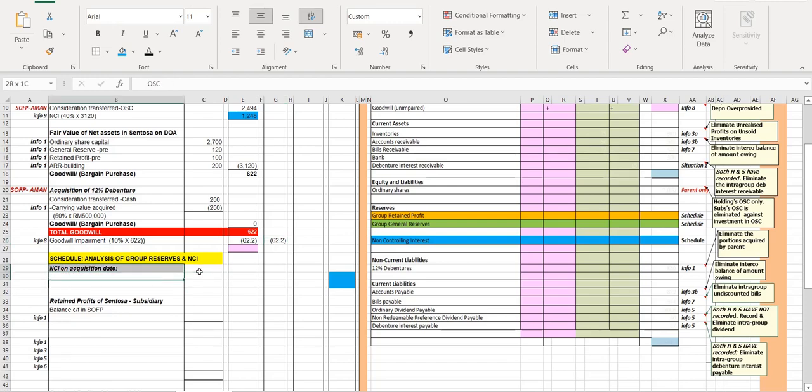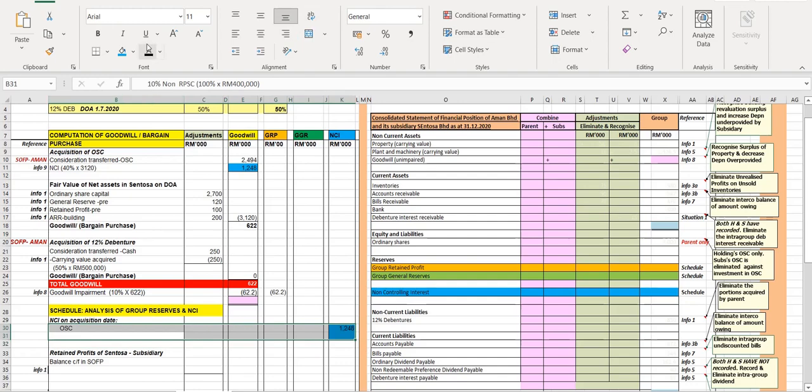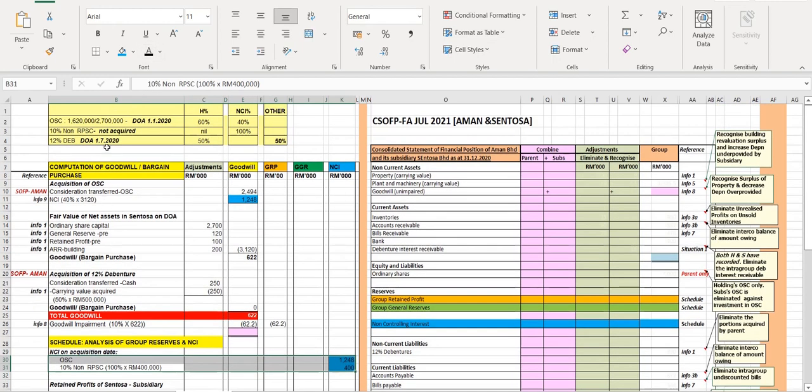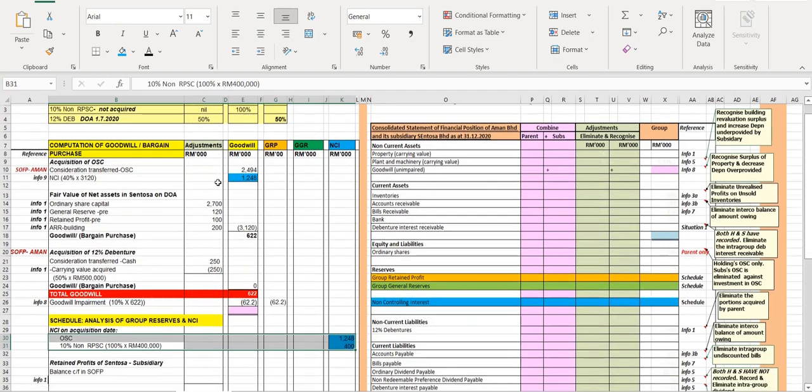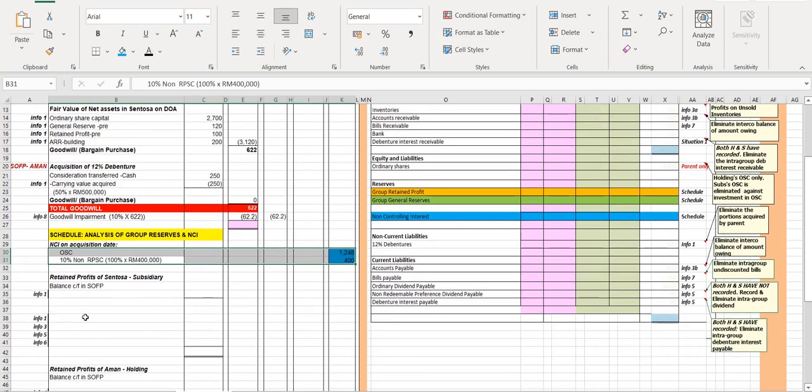This one is for the non-controlling interest on the date of acquisition. So the non-controlling interest would be 1248, which is the one here for the ordinary shares. And there is non-controlling interest for the non-redeemable preference shares, the one that was not acquired. So all 400,000 carrying amount of the shares in the subsidiary belongs to the non-controlling, or the minority shareholder.